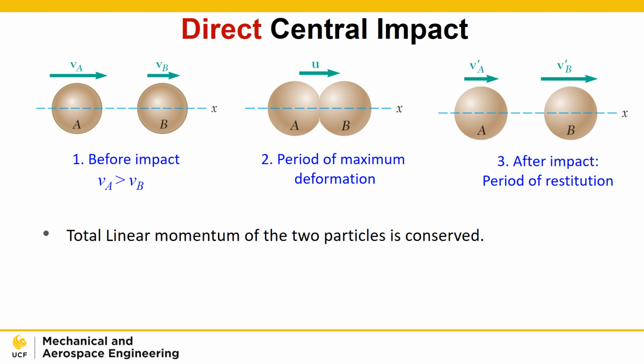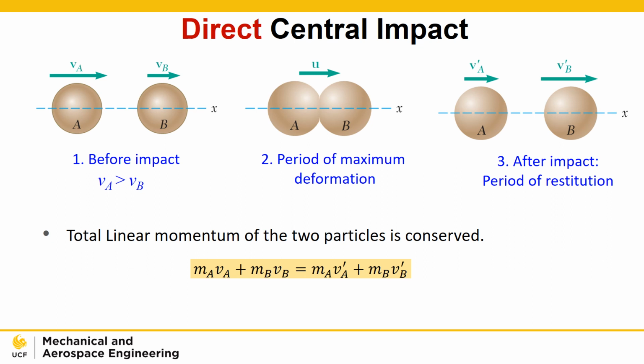Now, if we consider the two particles as a single system, we'll note that there are no external impulsive forces acting on the system of particles. Therefore, the total linear momentum of the two particles is conserved along the direction of motion, and hence we can write MAVA plus MBVB is equal to MAVA prime plus MBVB prime.